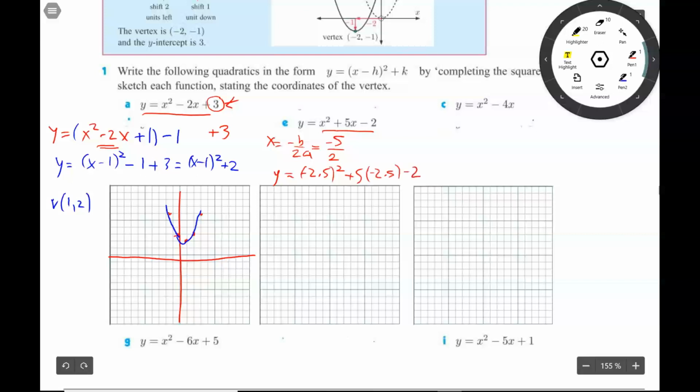minus 2. Okay, so let's see, 2.5 times 2.5 is 6.25. So 6.25. 2.5 times 5 is 12.5, minus 12.5, minus 2. So 6.25 minus 12.5 is minus 6.25, minus 2 is minus 8.25. So in this case, our vertex is going to be negative 2.5, negative 8.25.